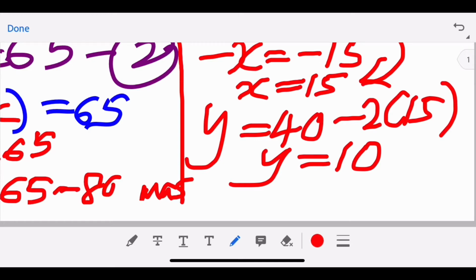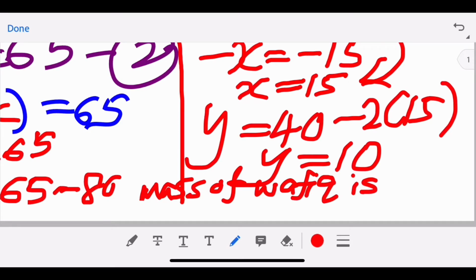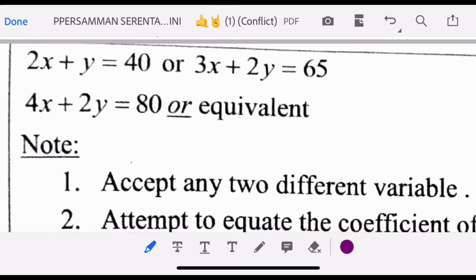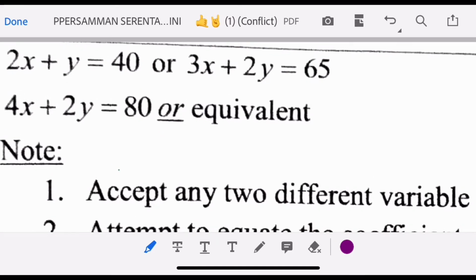So always double check your careless mistake before we proceed to the next one. Alright. Okay, finally I prefer you write the sentence to explain your answer back. So you can write the mass for Wafid is 15 kg and for Karish is 10, right? So now we have a look at the answer.